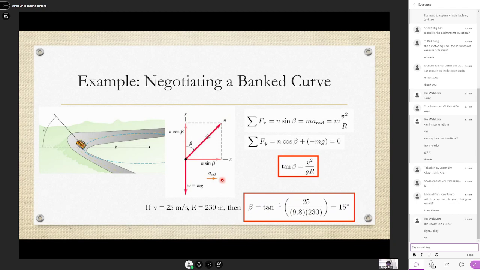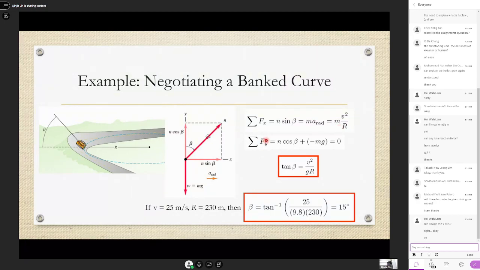Then, same as the previous question, this radial acceleration points to the center of the circle. Armed with this free body diagram, you take the summation of forces in two directions. In x, you have n sine beta, and that points to the center of the circle, so that will give you the MA, which is radial acceleration. The right hand side will be mv squared over r.